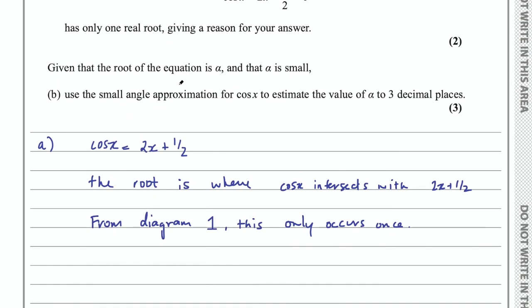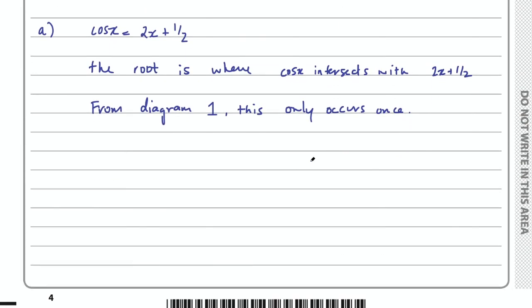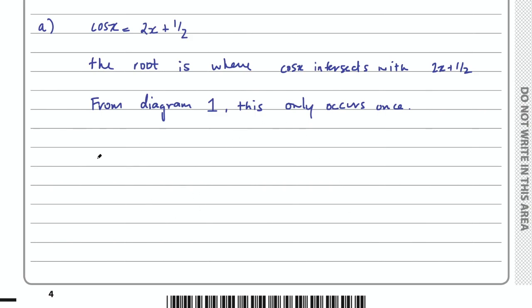Part B says, given that the root of the equation is alpha and that alpha is small, use the small angle approximation for cosine of x to estimate the value of alpha to 3 decimal places. For this, you need to know the small angle approximation for the cosine function. This is in your formula booklet, so you don't need to memorize it, but I'll just write it down here. So the small angle approximation for cosine of x is 1 take x squared on 2. So what we're going to do is plug that in for cosine of x in this equation and then solve for x.